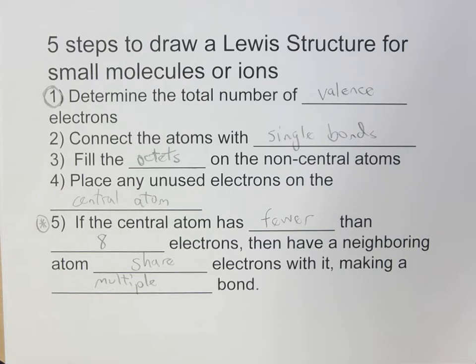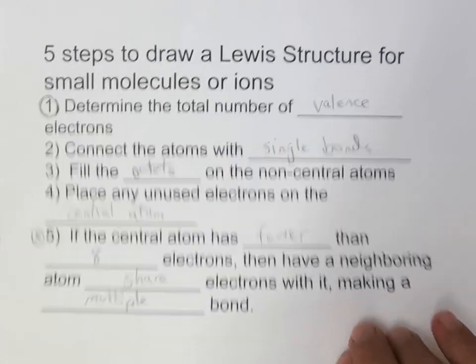So just memorize these five steps. Determine the total number of valence electrons, connect the atoms with single bonds, fill the octets on the non-central atoms, and place unused electrons after the second and third steps. If there are any electrons left over, you put them on the central atom. After the fourth step, if the central atom still doesn't have enough electrons around it, it needs eight in its environment, it'll essentially force a neighboring atom to share with it, making multiple bonds. Alright, so let's see that in action.